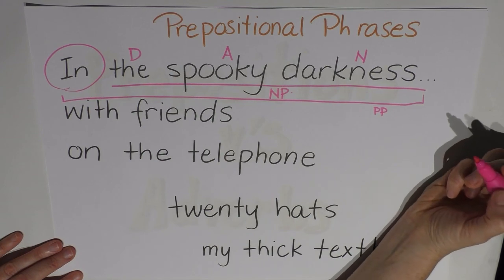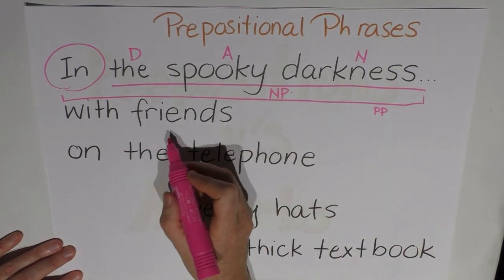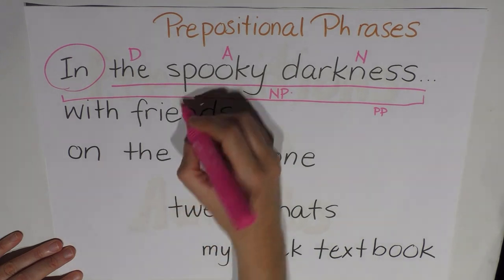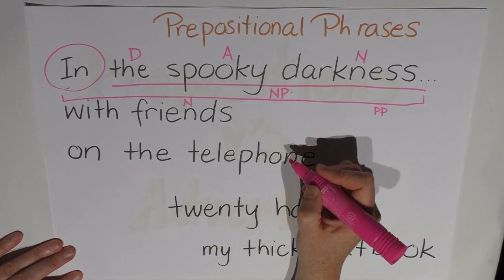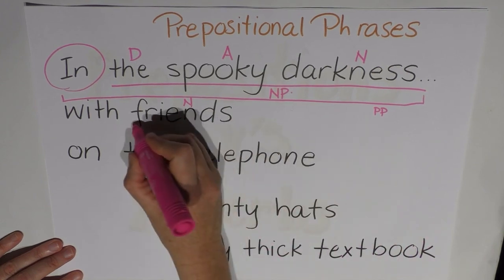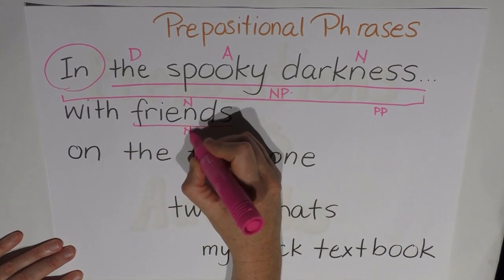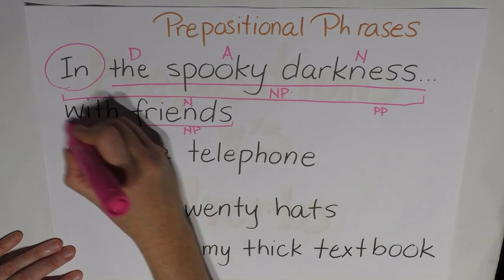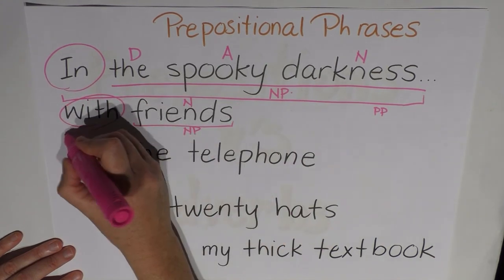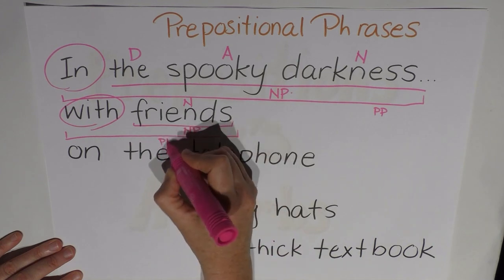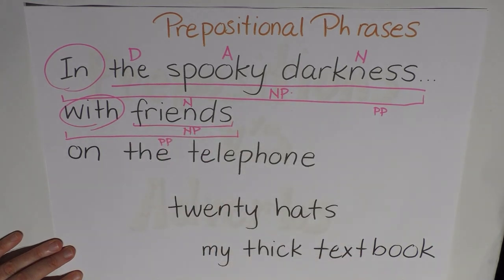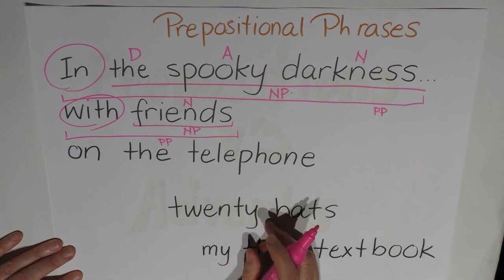Okay, let's have a look at this one here, with friends. Friends is a noun. We know it's a noun, of course, because it's got its plural there, one friend, two friends. It's also a noun phrase because noun phrases can be made up of just one noun. And here's our preposition, with. You put with in front of friends and that whole thing becomes a prepositional phrase. So a prepositional phrase is a preposition followed by a noun phrase.